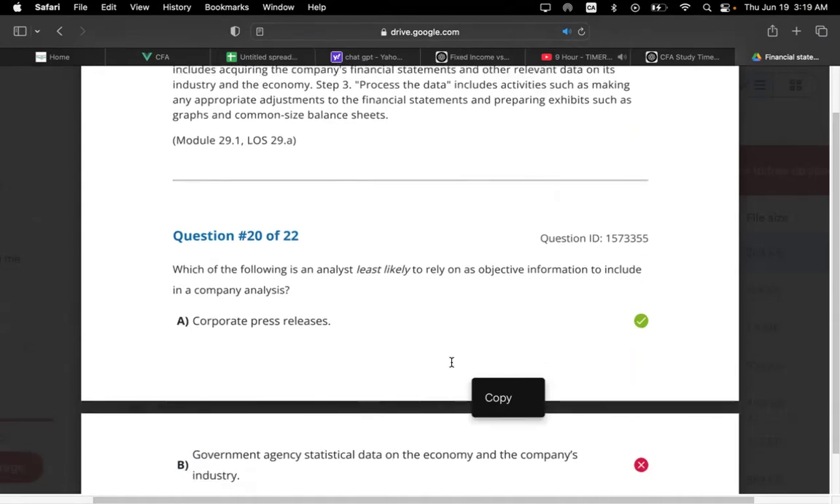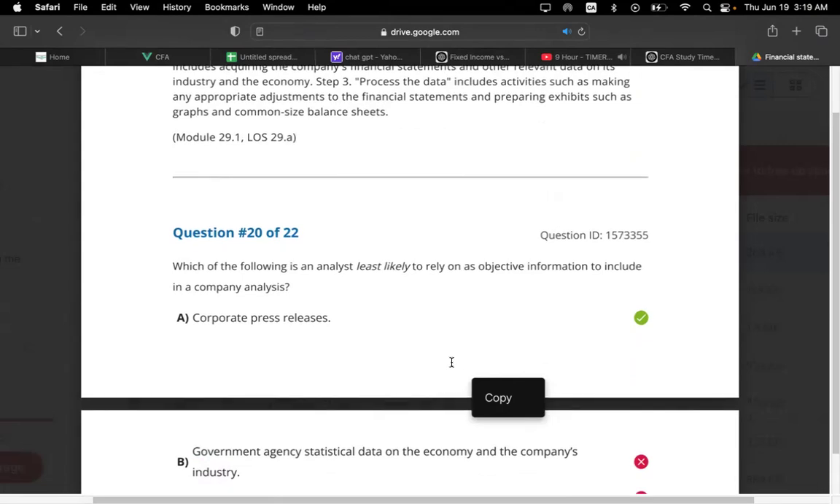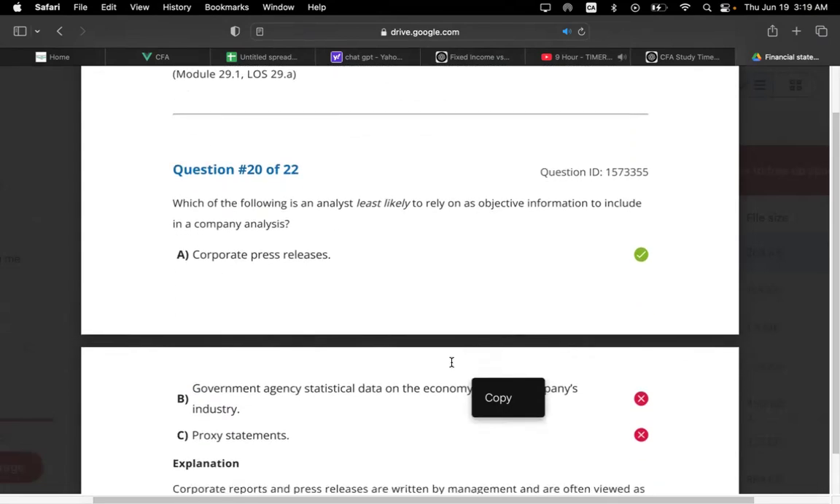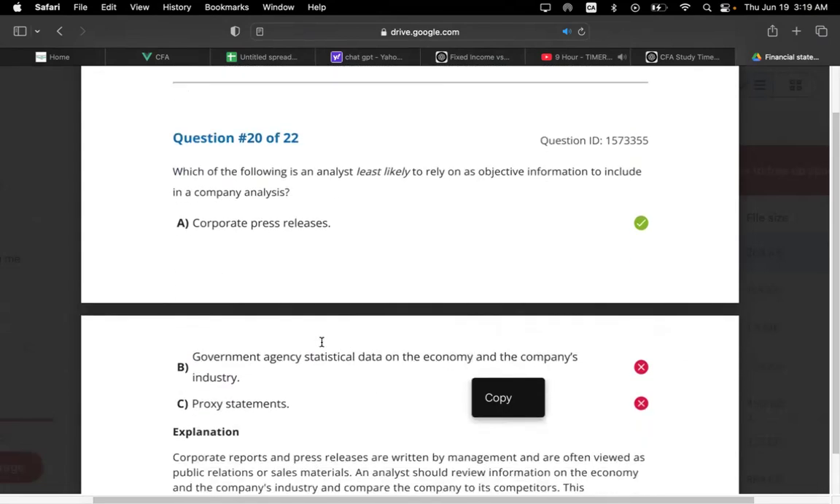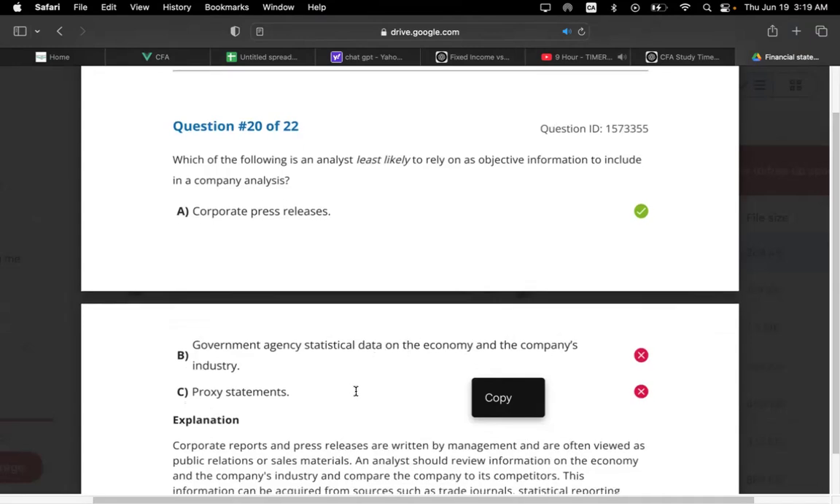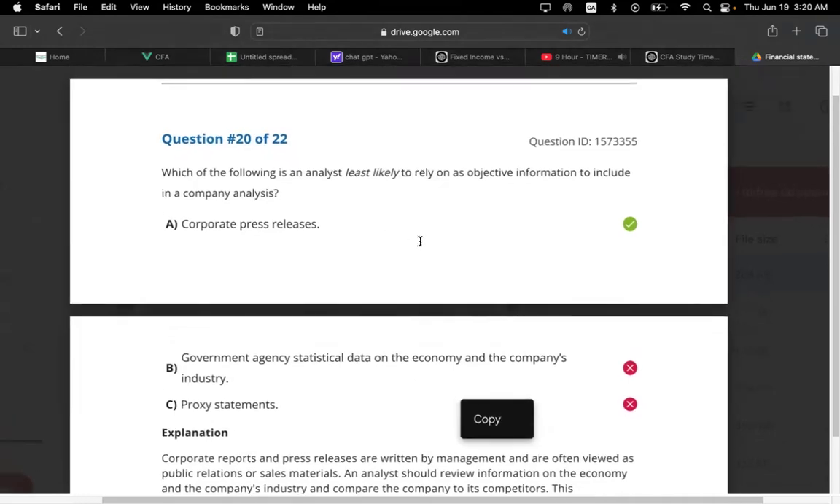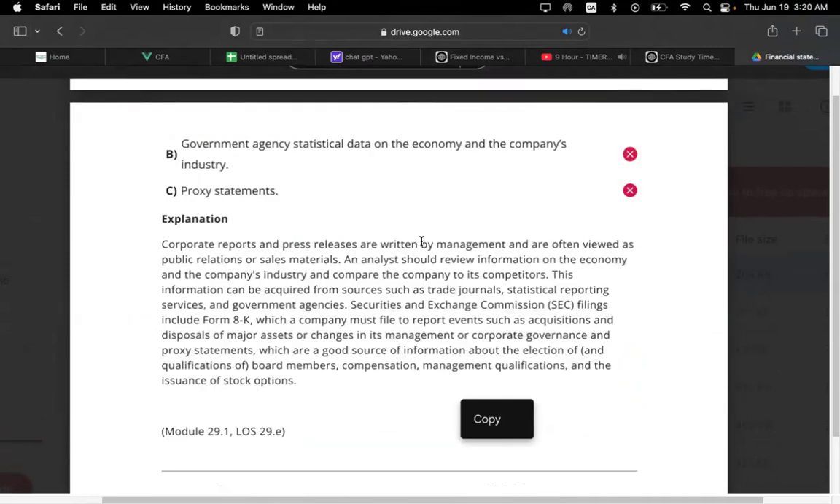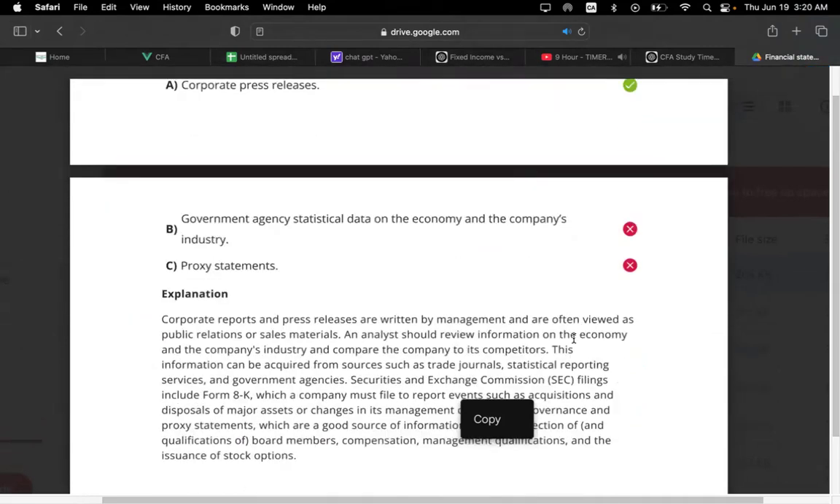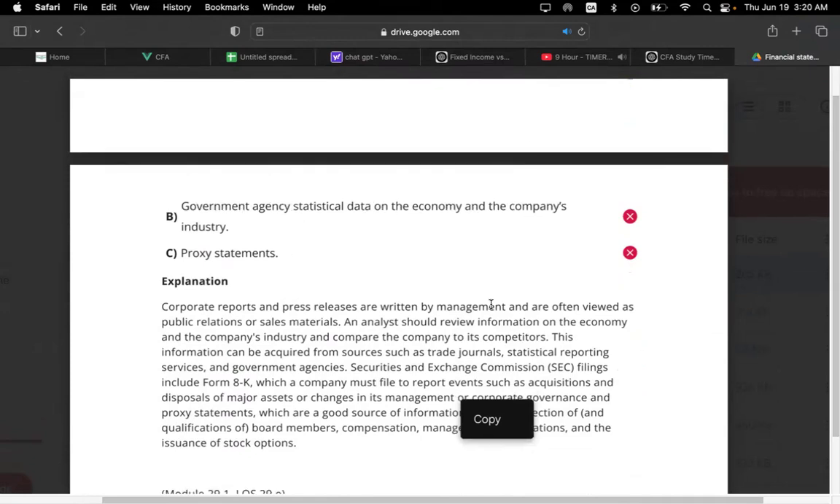Which of the following is least likely to be relied on as objective information? Government agency statistical data, pretty objective, because again, government has more credibility, and then it's statistical data, it's not someone's opinions. Proxy statements are also pretty accurate because they're being filed within the company, right? There's a primary source. Corporate press releases, least likely, right? Pretty subjective. They're written by management. They're often viewed as public relations or sales materials. They're like PR. An analyst should review information on the economy and the company's industry and compare the company to its competitors.